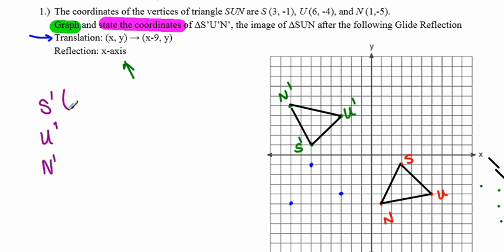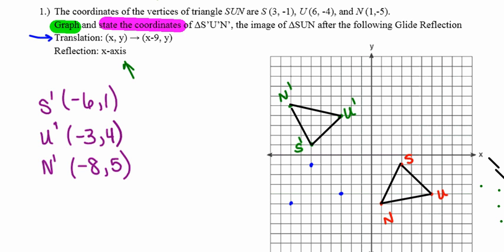So my new S coordinate, or my S prime, ended up at negative 6, 1. U prime ended up at negative 3, 4. And N prime ended up at negative 8, 5.